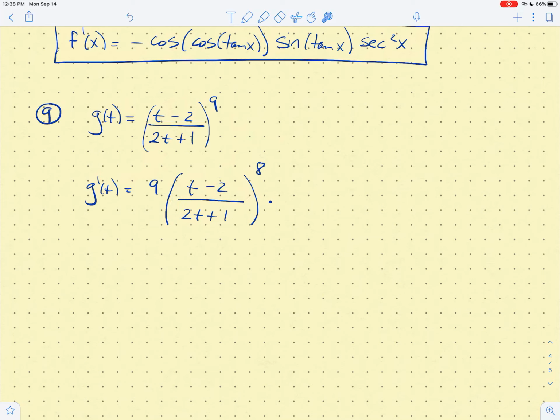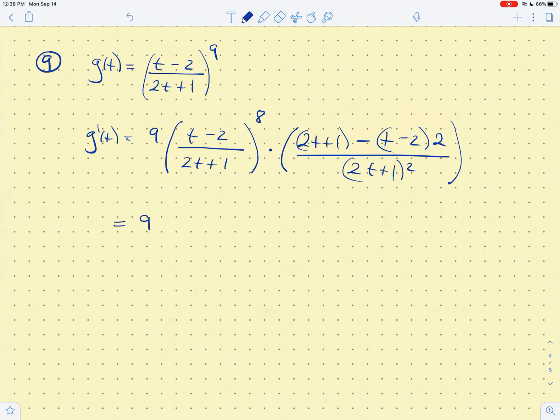I'm going to use the quotient rule now. So the derivative of the top, you know, is just 1 times the bottom, which is 2t plus 1, minus the top, t minus 2, times the derivative of the bottom, which is 2, all over 2t plus 1 squared. And so you can write this as 9 times t minus 2 over 2t plus 1 all to the 8th times, okay, let's work this out. So 2t minus 2t, those actually cancel. And then you get 1 minus a minus 4, which is plus, so we get a 5, right? So this becomes a 5 over 2t plus 1 squared.